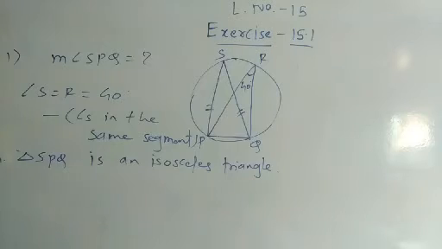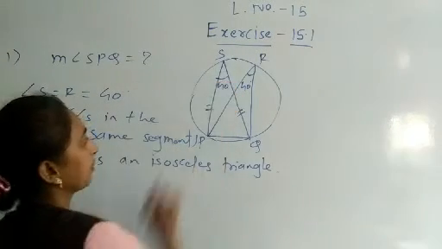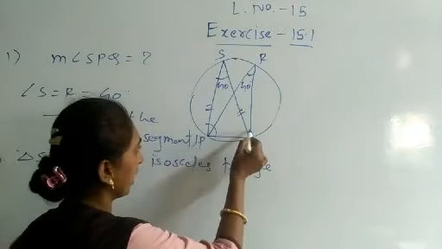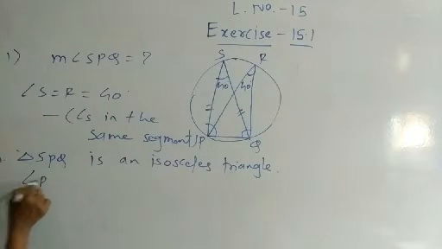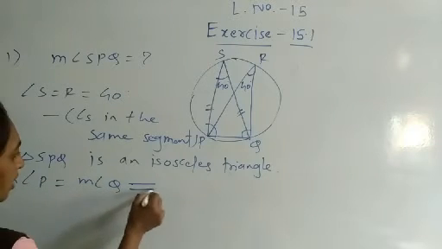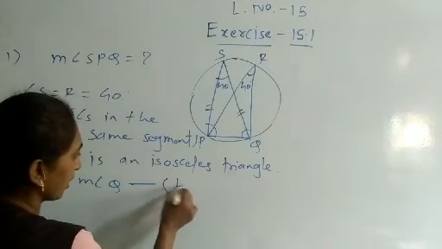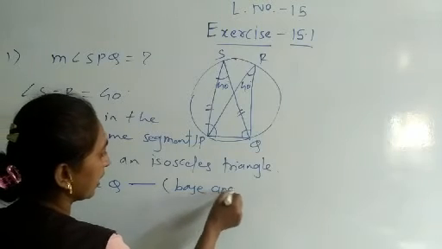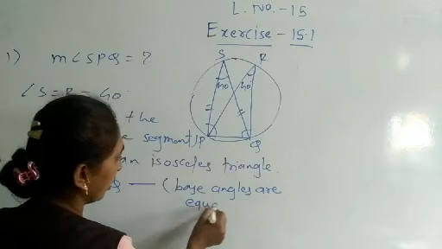Okay, and now in an isosceles triangle, angle S is the vertex. Angle P and angle Q are the base angles. So we write here measure angle P is equal to measure angle Q. Why? Because the reason is base angles are equal.